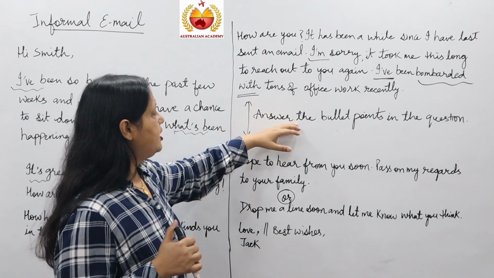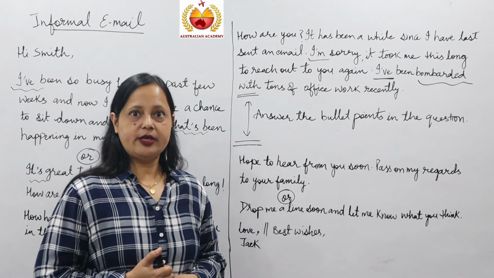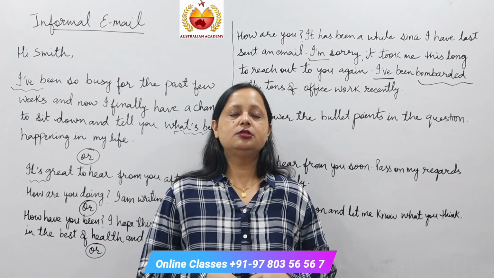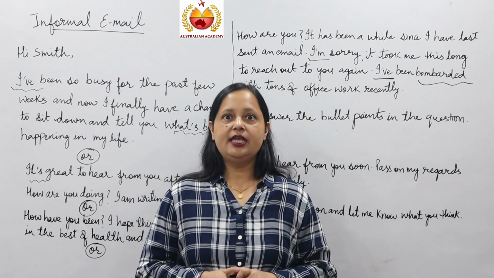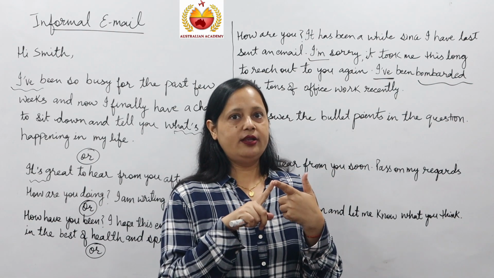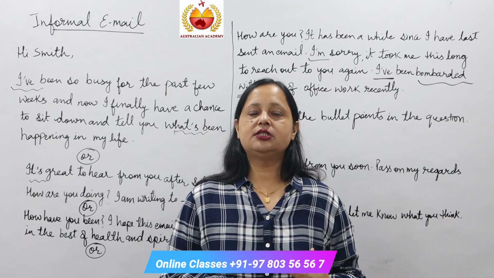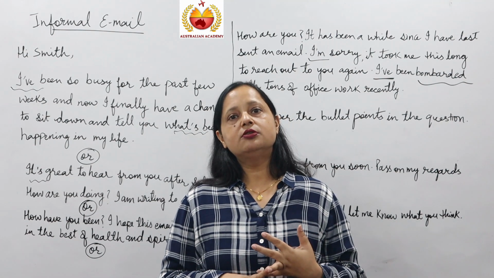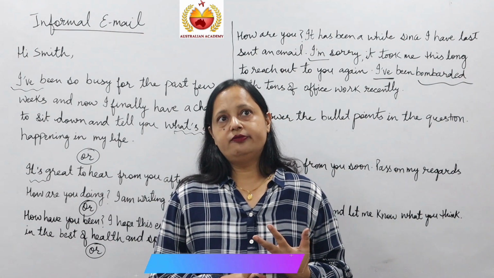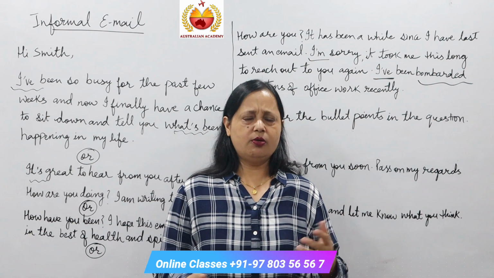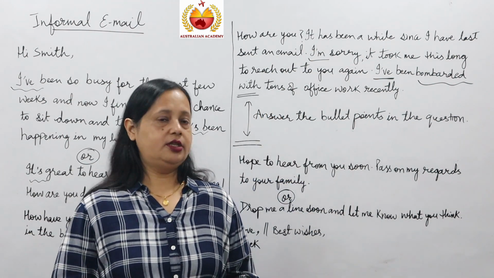And in the body, you need to answer all the bullet points in the question. Generally there are 3 to 4 bullet points that they have given you. So make sure you answer them all nicely, and you should use at least one exclamation mark. Then you can use contractions, not so many but some contractions. Then you should use some informal language, like if there is a need you can include the question mark also. Some informal words, some informal language that you can use.